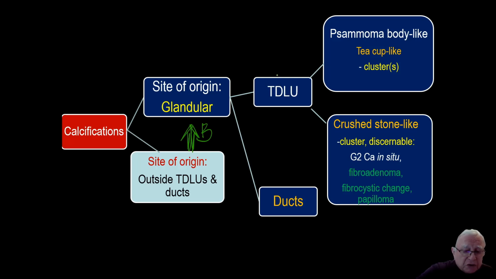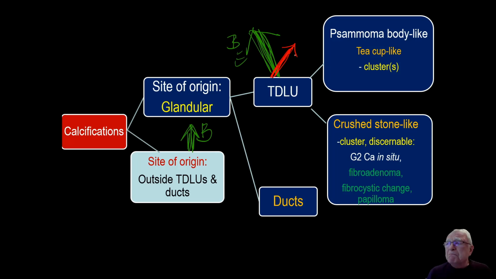Calcifications localized within the TDLU, most of them are benign. Just think about fibrocystic change. Think about different types of adenosis, fibroadenoma, and so on. Malignant type calcifications, the minority. And just the opposite is true about the calcifications localized within the ducts. The vast majority are malignant type, and very few, indeed only one, is going to be the benign type.